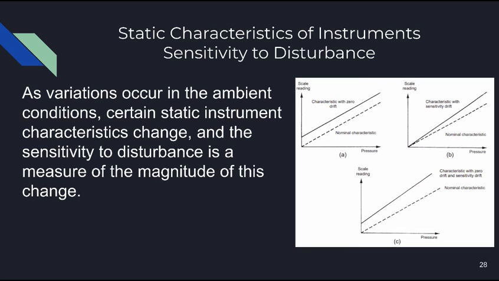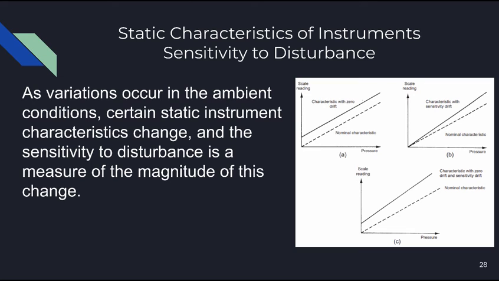All calibrations and specifications of an instrument are only valid under controlled conditions of temperature, pressure, etc. These standard ambient conditions are usually defined in the instrument specification. As variations occur in the ambient temperature, etc., certain static instrument characteristics change, and the sensitivity to disturbance is a measure of the magnitude of this change. Such environmental changes affect instruments in two main ways, known as zero drift and sensitivity drift. Zero drift is sometimes known by the alternate name bias.